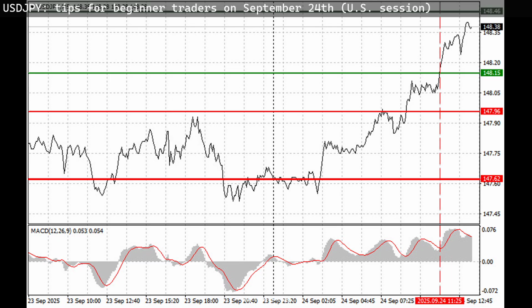The test of the 148.15 price in the first half of the day occurred when the MACD indicator had already moved far above the zero mark, which limited the pair's upward potential. For this reason, I did not buy the dollar and missed the upward move of the pair.